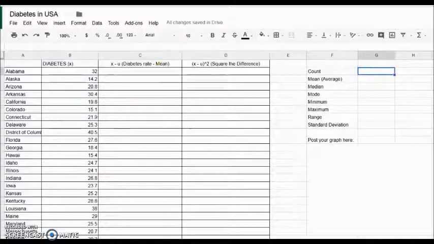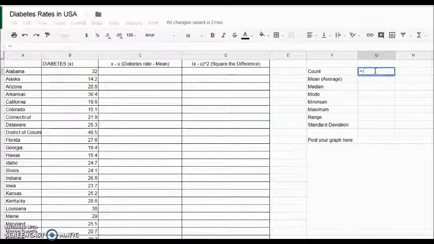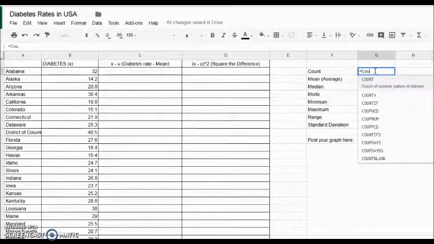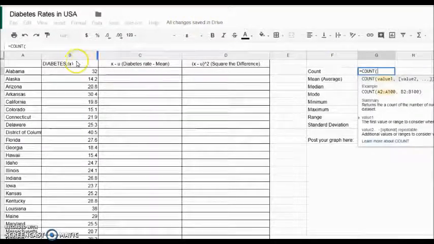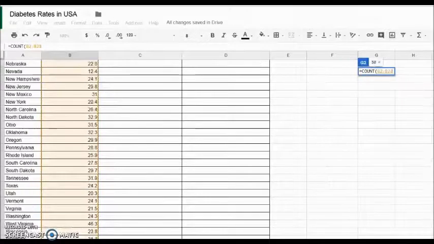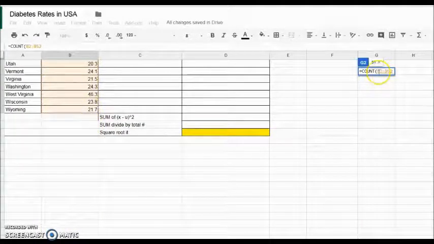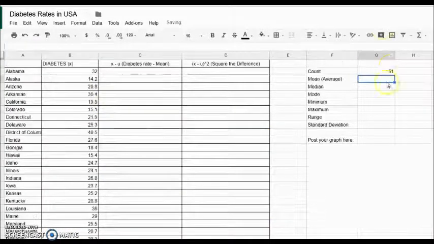Okay, first of all, this is your data. You have 50 states and the diabetes rate in the USA. First I'm going to count how many data sets there are. Very straightforward: just type equal sign, count, and then highlight all your data sets, and put parentheses. That's it. 51.